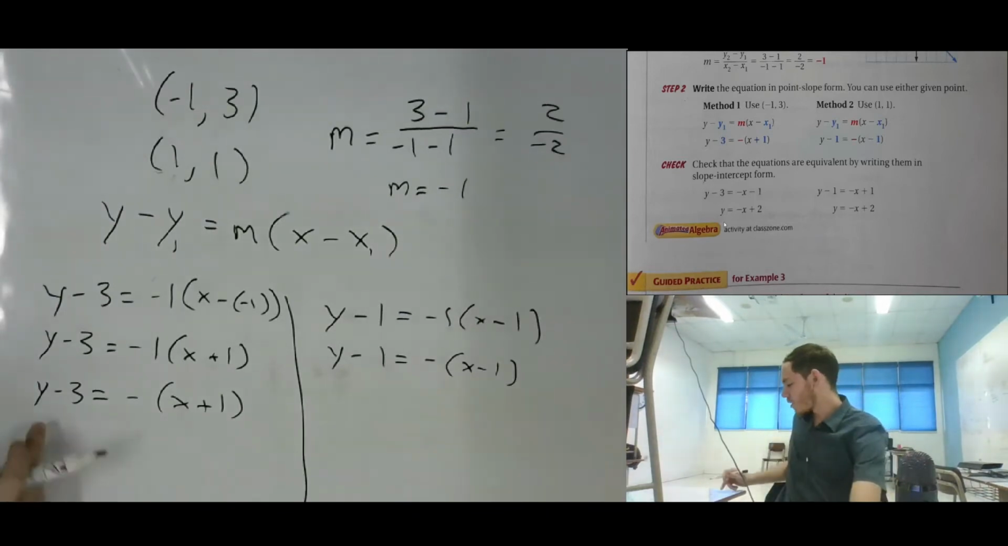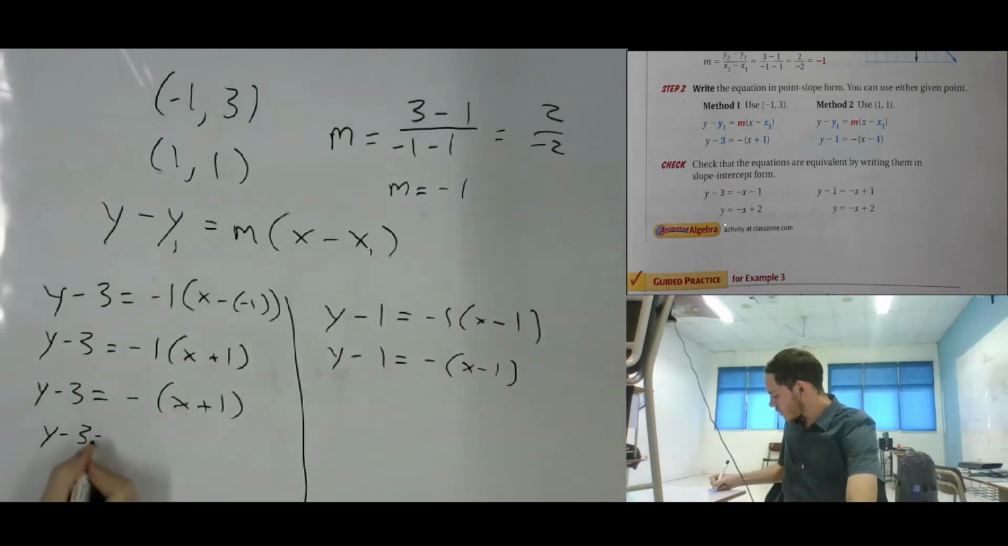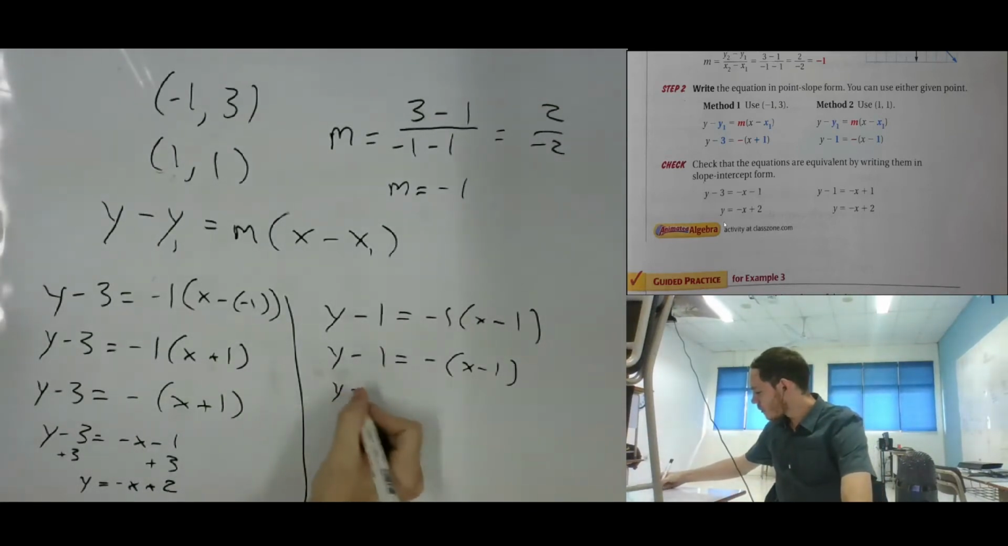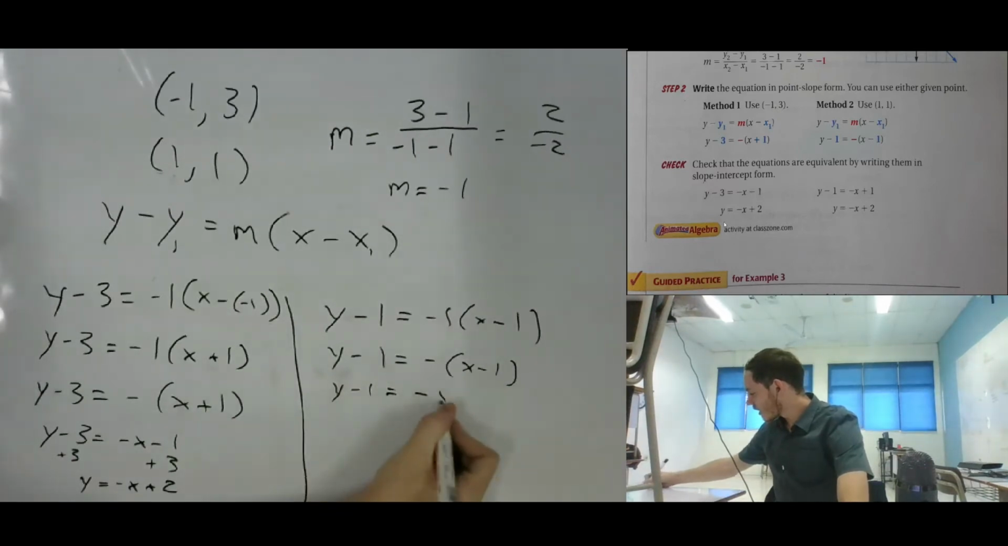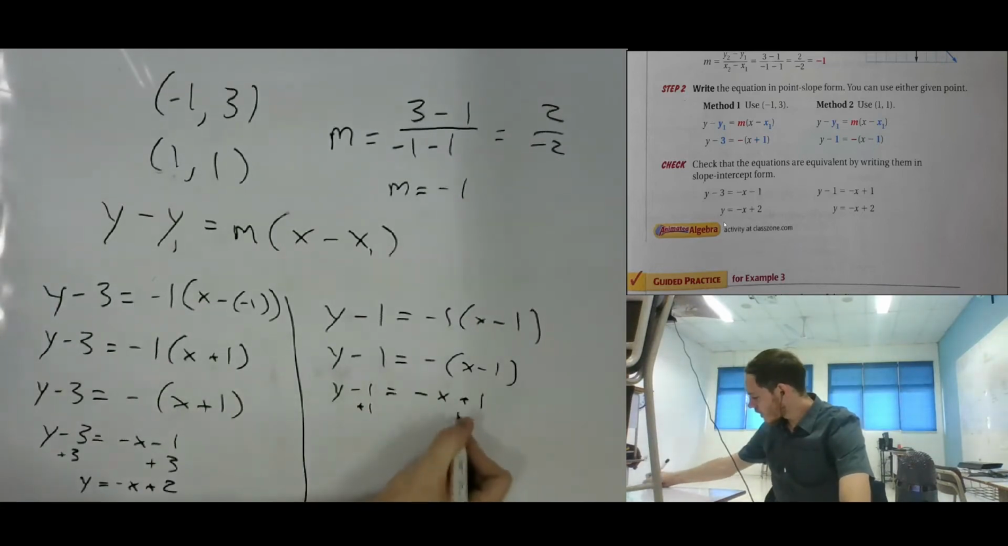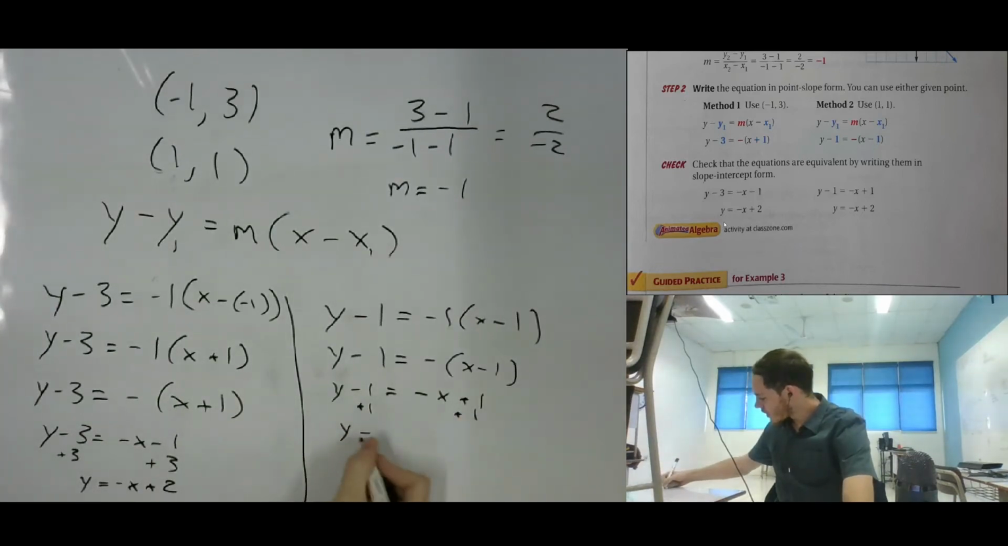Here, I'll do it for your sake. So we distribute the negative, we get y minus 3 equals negative x minus 1. Move this over, so we add 3 to both sides. We get y equals negative x plus 2. So that's this side. This side becomes y minus 1 equals negative x plus 1. Add 1 to both sides. Get y equals negative x plus 2.